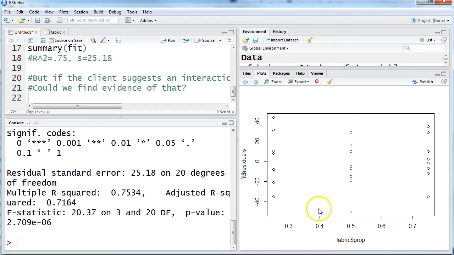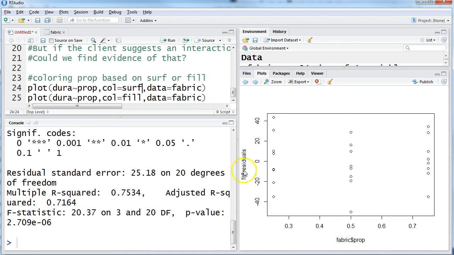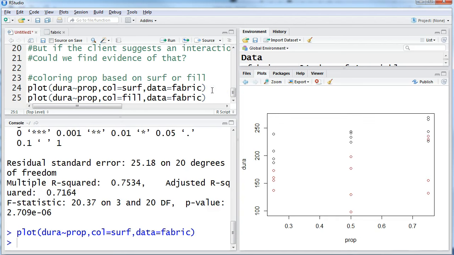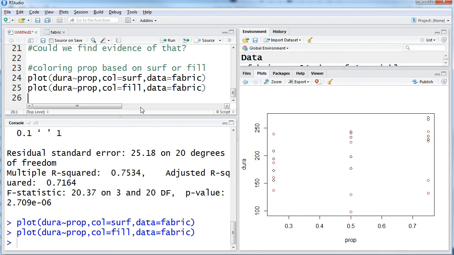But I'm going to try coloring them based on the other variables. So let's look at this graph of the proportion, and we're going to color it based on surface. Now, when I say that, R is going to look at the number values of surface and pick the color that corresponds to those number values. So we're going to get some weird colors out, black and red. That doesn't really count as weird colors. But notice black is up here, red is down there. Is the slope of the red dots different than the slope of the black dots? Yeah, maybe. Looks like it.